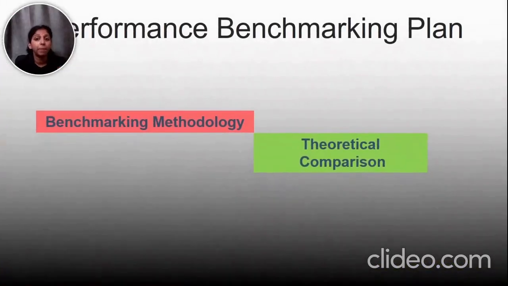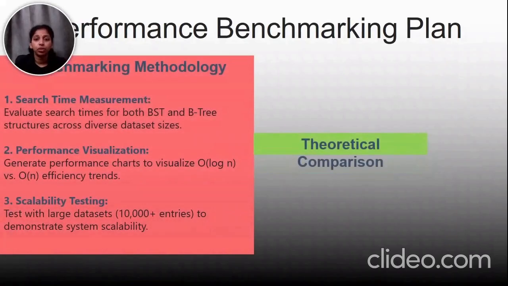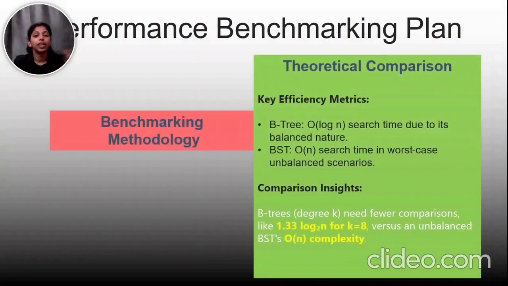The performance benchmarking plan. For BST versus B-tree, I will conduct benchmarks using multiple datasets. I will measure search time for 1,000, 5,000, and 10,000 course records. The goal is to show the difference in efficiency between the two structures. Based on theory, BST's worst case is O(n), while B-tree remains O(log n) consistently. These tests will provide quantitative proof of the improvement in solution 2.